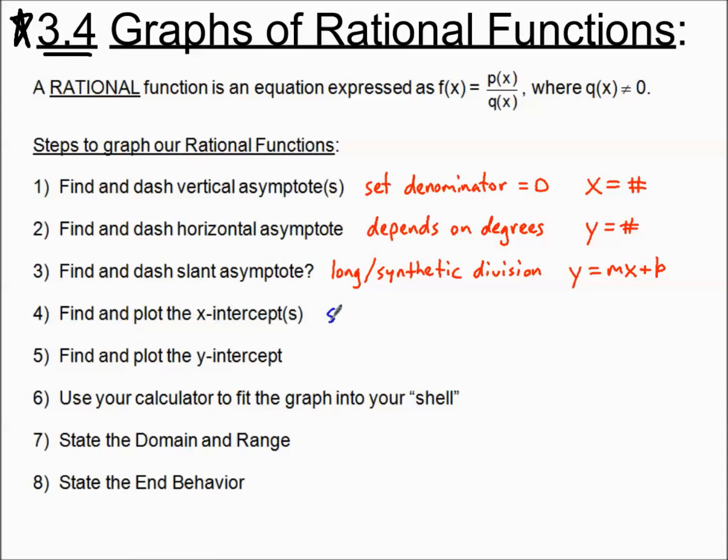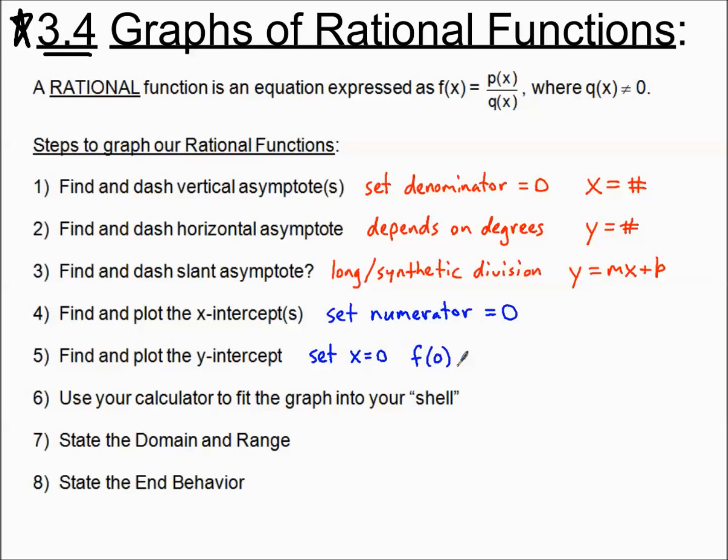That is when you set the numerator equal to 0. Step 5, find and plot the y-intercept. Of course, there'll only be one y-intercept for a function if we have one. That is when you set x equal to 0. Basically, you're evaluating f of 0. You're plugging a 0 into your function.